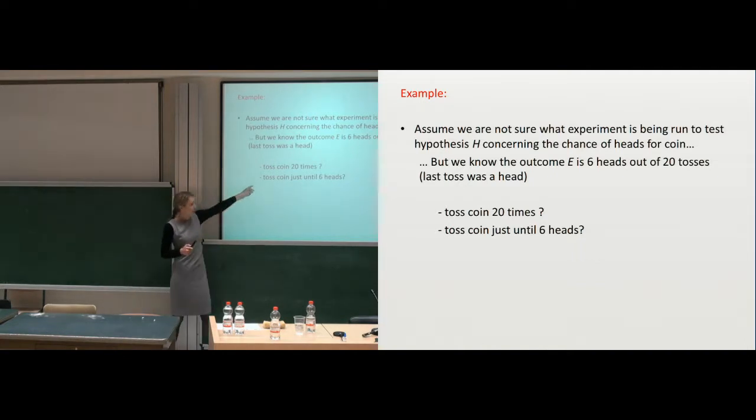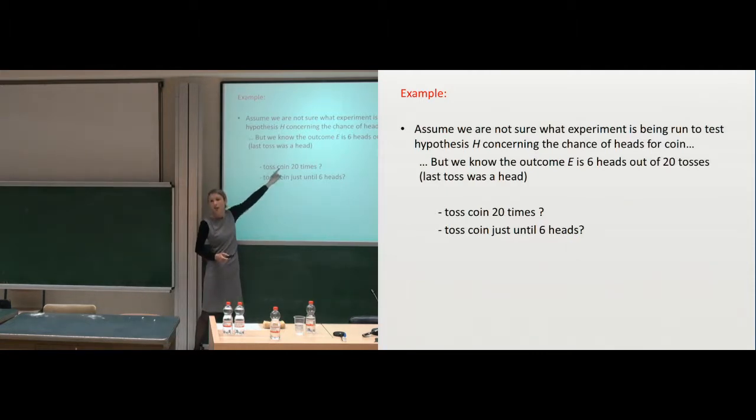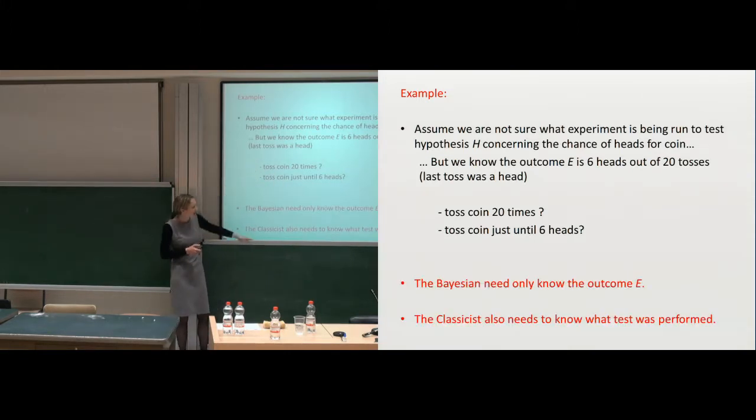And that might have been the test that was performed. That's quite a different outcome space. You can have indefinitely many coin tosses in your sequence before you get 6 heads. So the space of possible outcomes for this one looks quite different from the space of possible outcomes for this test, and that's effectively why the classical statistician may say different things in those cases.